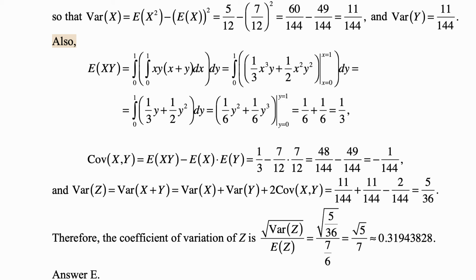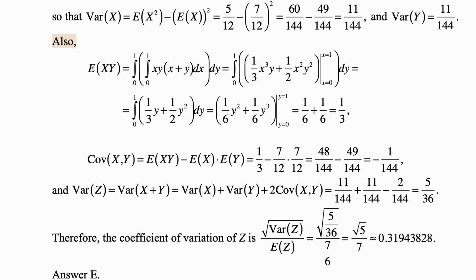And covariance of x,y, therefore, is E of xy minus E of x times E of y, so 1/3 minus 7/12 times 7/12. That's 48 over 144 minus 49 over 144, and that's negative 1 over 144. And the variance of z is the variance of x plus y, which is the variance of x plus variance of y, plus two covariances of x,y. So 11 over 144 plus 11 over 144 minus 2 over 144, and that's 5 over 36.